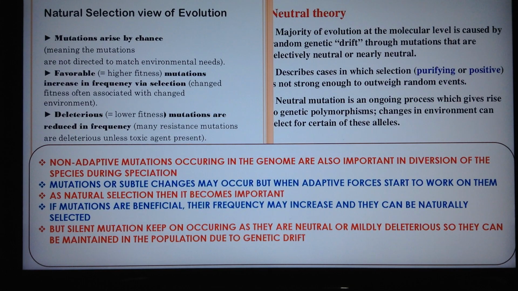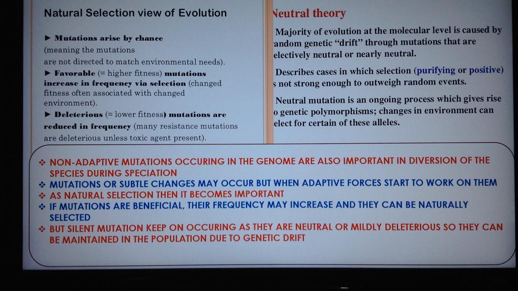And the neutral theory says that the majority of evolution at the molecular level is caused by random genetic drift through mutations that are selectively neutral or nearly neutral. And because these are neutral, these genetic polymorphisms keep on occurring in the environment, and they might also lead to selection of some of the alleles with changes in the environment. So non-adaptive mutations occurring in the genome are important in divergence of the species during speciation.